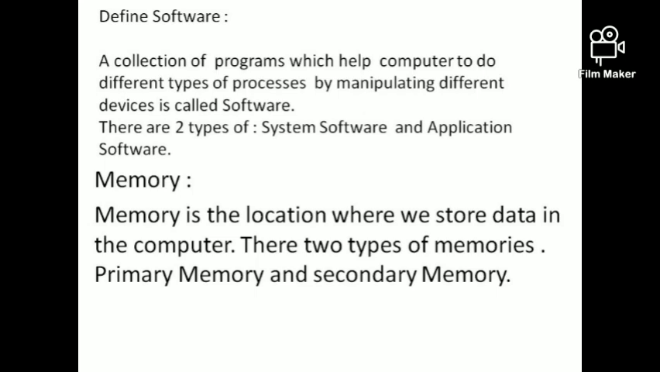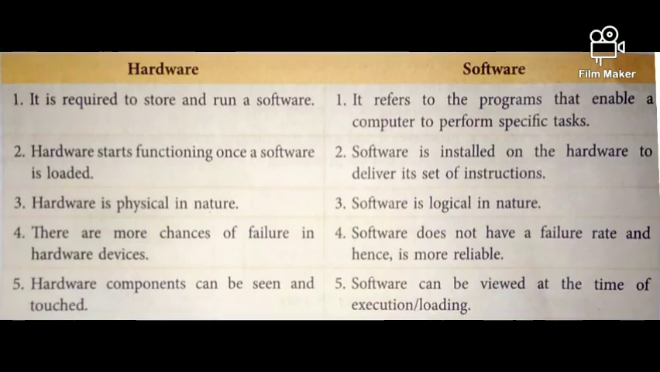There are two types of software. One is application software, another is system software. Now we are going to talk about memory. Memory is the location where we store data in a computer. There are two types of memory. One is primary memory, another is secondary memory.